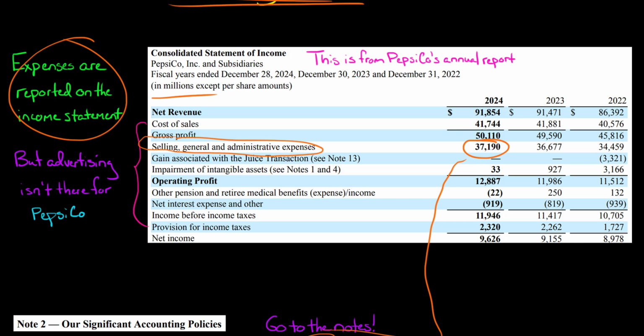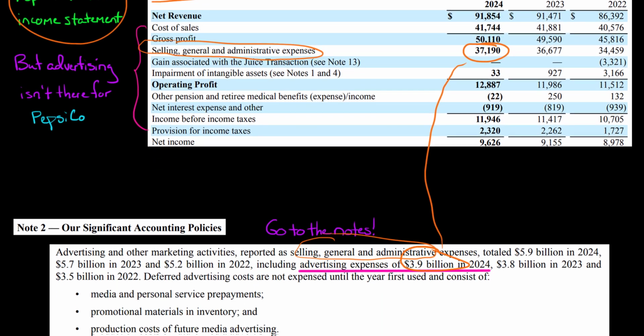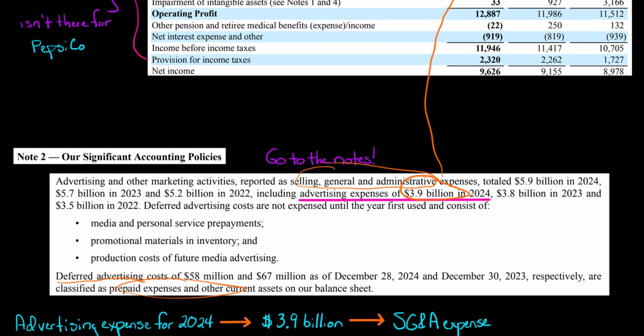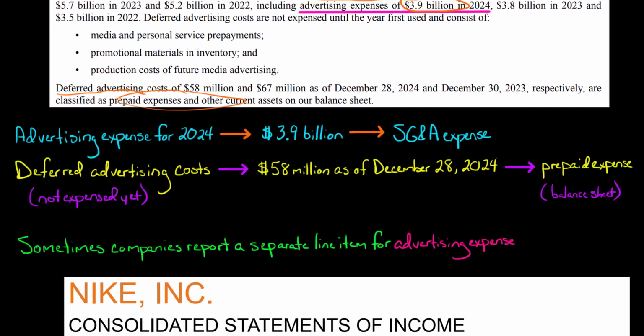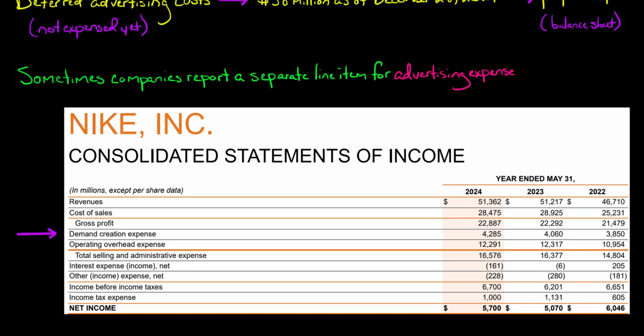Now, some companies will actually give you a little more info, where they're not just going to have SG&A with the advertising expenses buried in there. I'm going to give you an example with Nike. Nike does not just have something here saying SG&A, and then you have to go to the notes and ask what's in SG&A. They actually have this demand creation expense, a cool thing to call it. So demand creation expense, and again, the amounts are in millions. For 2024, $4.285 billion.